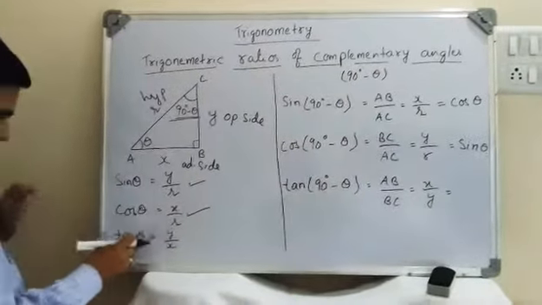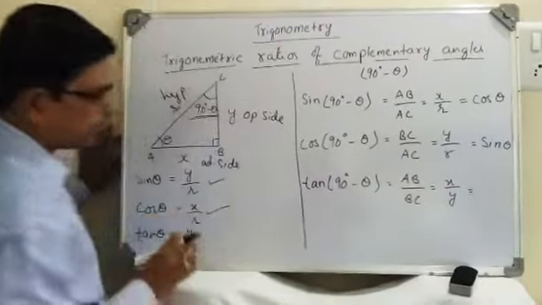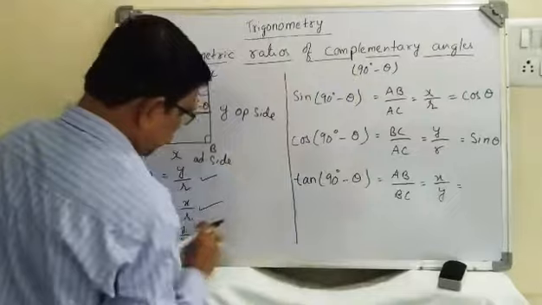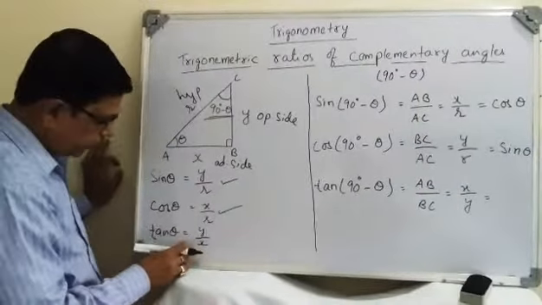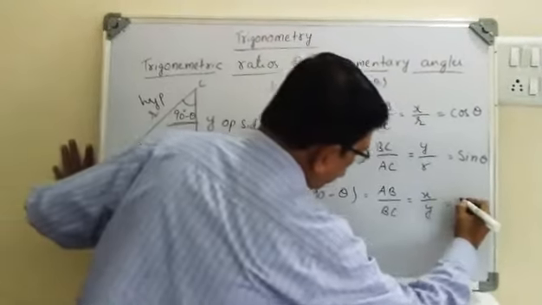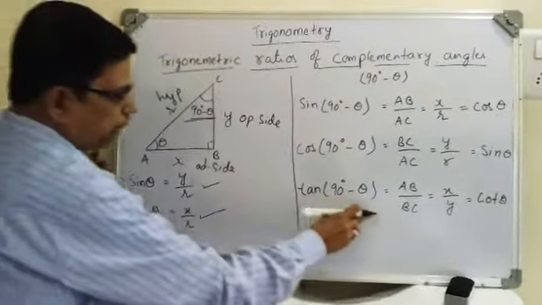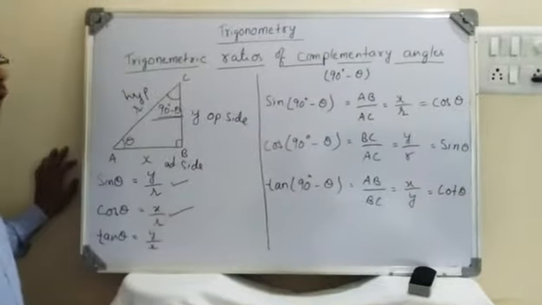So here tan theta we got y by x and here we got x by y. This x by y is the reciprocal of y by x. Therefore what is the reciprocal of tan theta? The reciprocal of tan theta is equal to cot theta. So here tan 90 minus theta is equal to cot theta.